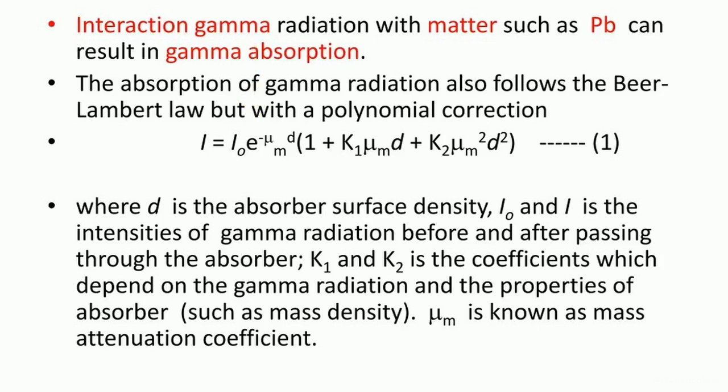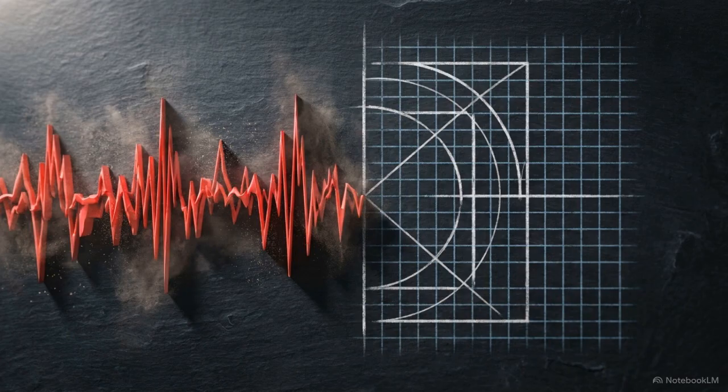By factoring in surface density and applying a polynomial correction, they compute exactly how thick a barrier must be to drop radiation intensity to a harmless level. This mathematics translates subatomic chaos into predictable, life-saving blueprints for engineers.